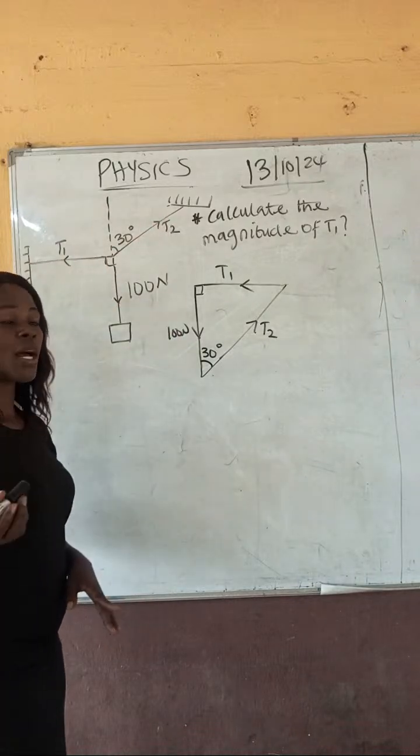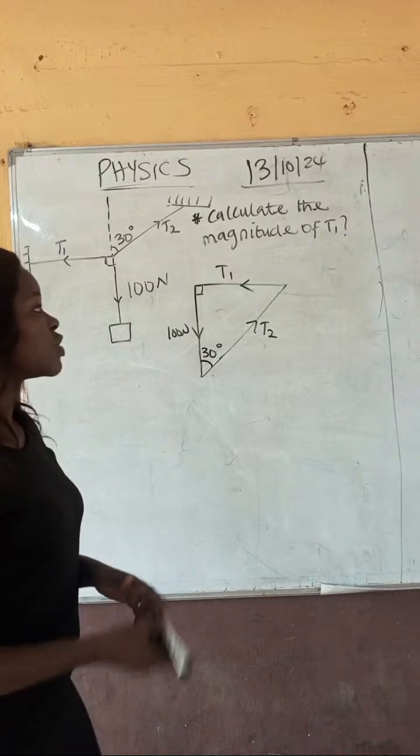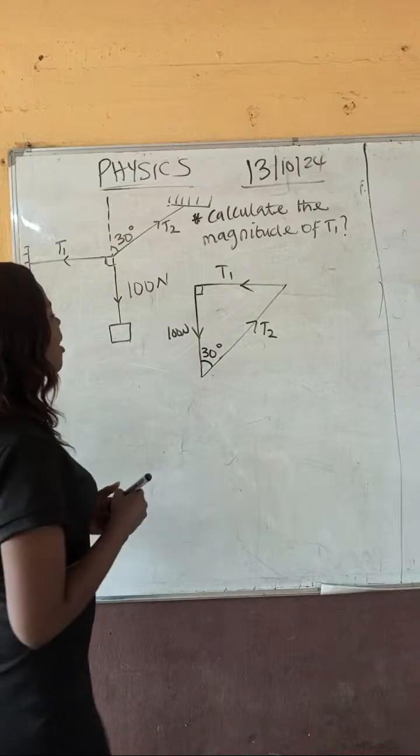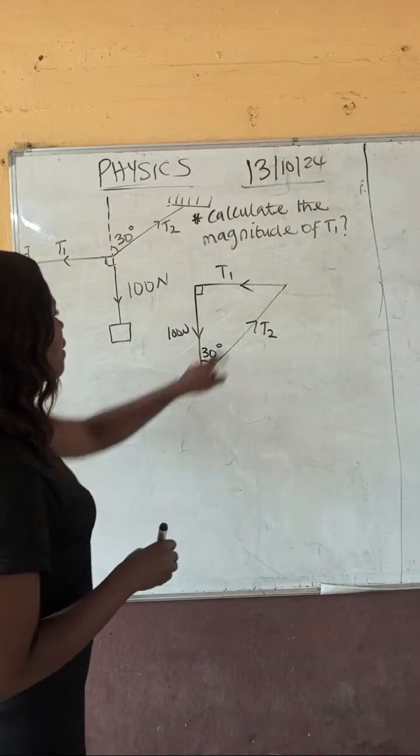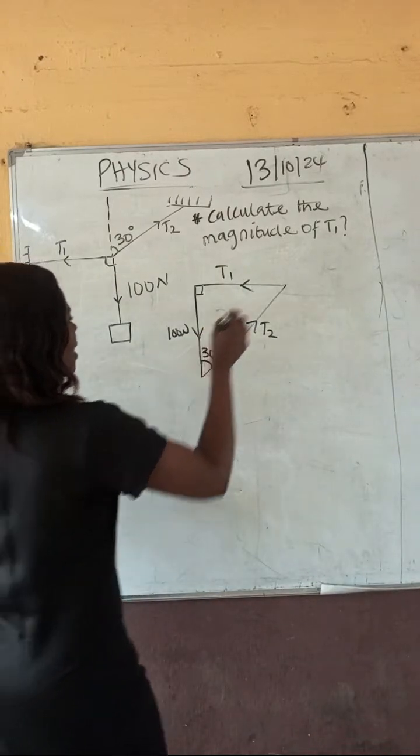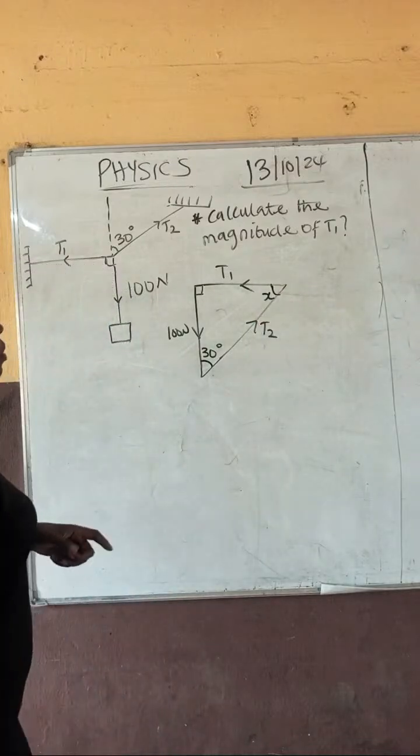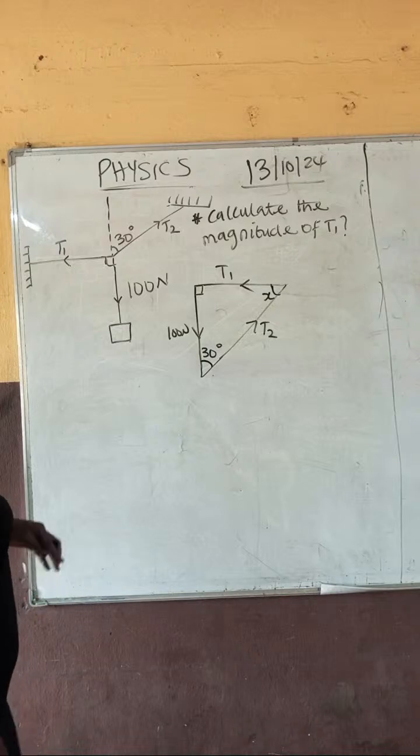If they say that T2 has an angle of 30 degrees with the horizontal, the angle will be here. Do we understand? Alright, so we are going to solve for the remaining angle here. I'll call it x. Let's solve for x. The sum of angles in a triangle is equal to 180.